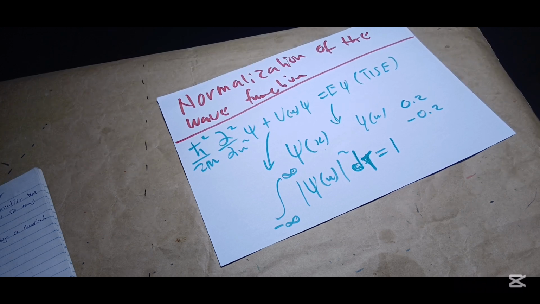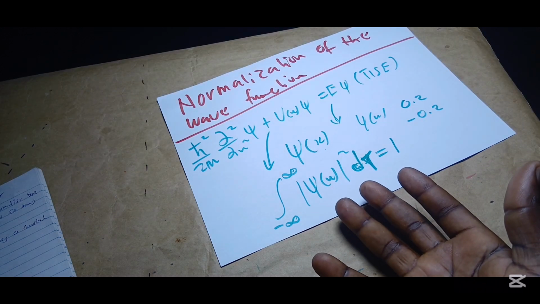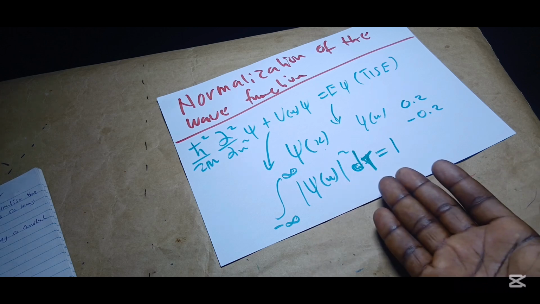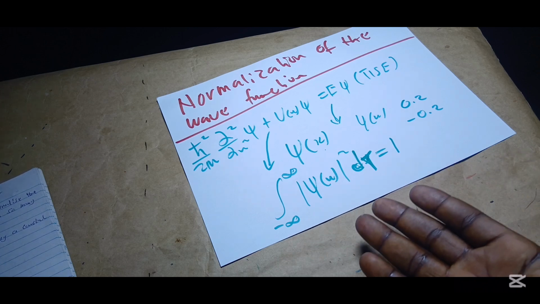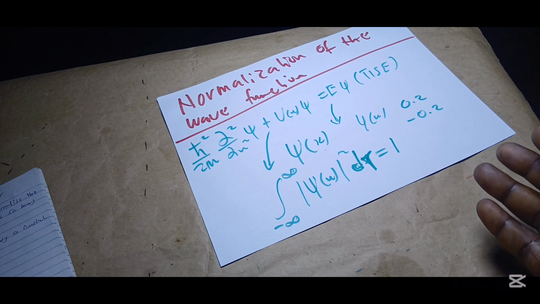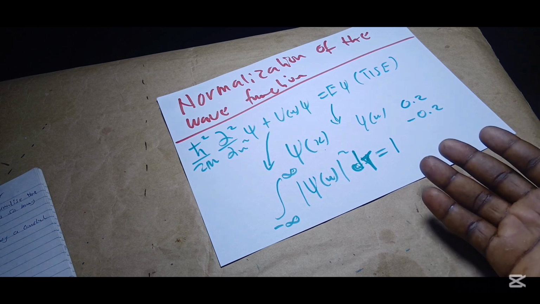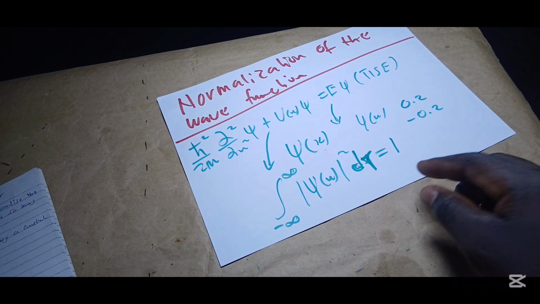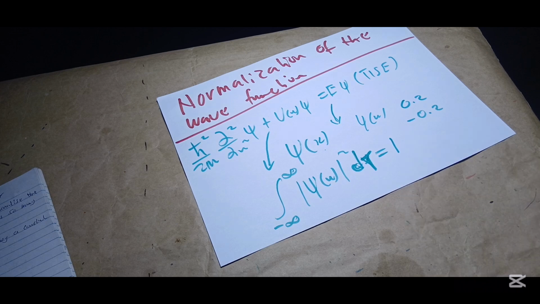So Max Born said that if we take the absolute square of the wave function, that is the wave function and its conjugate, and integrate from negative infinity to positive infinity, or the entire space, the probability of us finding a particle within that space should be equal to 1, which is 100%.